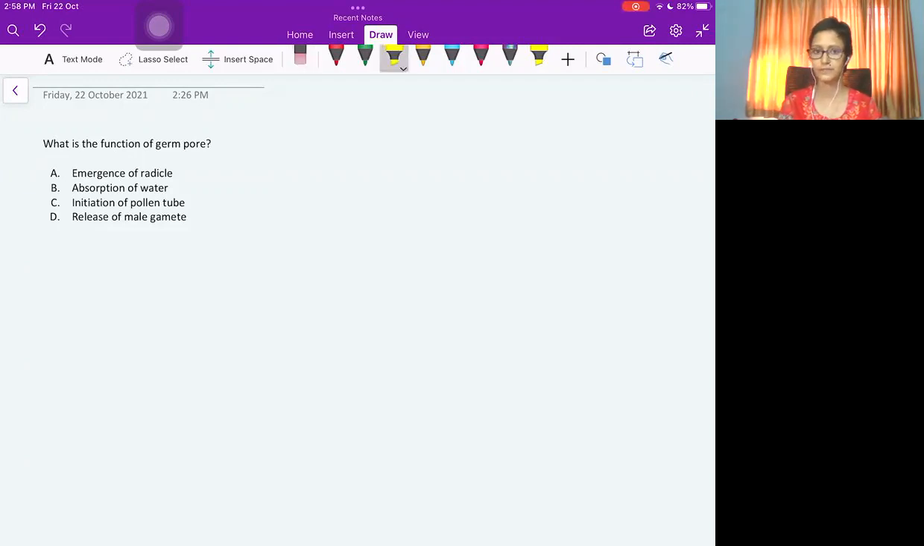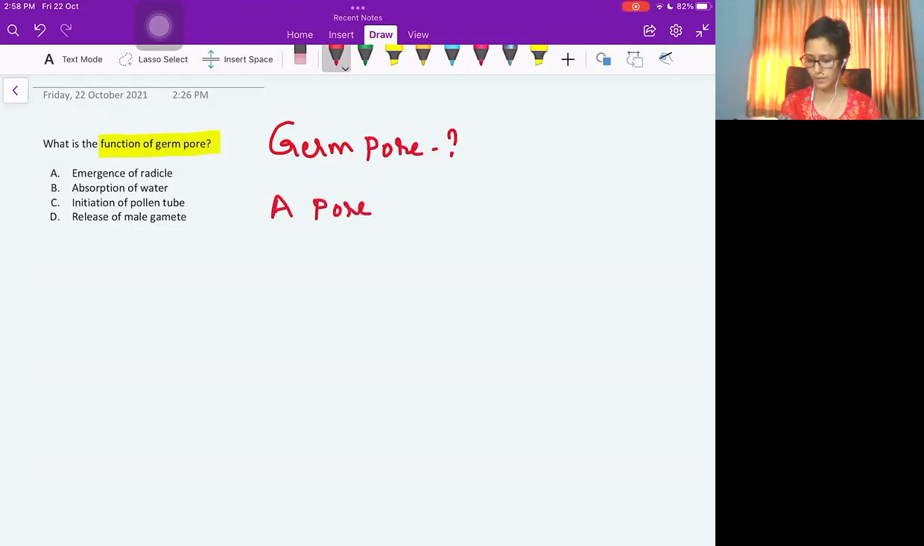Let us solve this question. What is the function of germ pore? So dear friends, what is a germ pore? A pore located on a spore. A pore on a spore is called as germ pore.